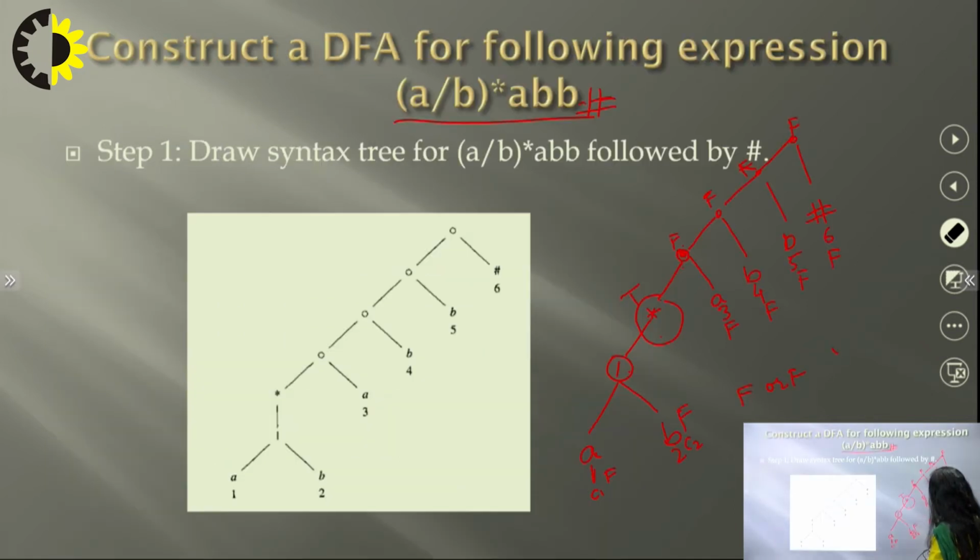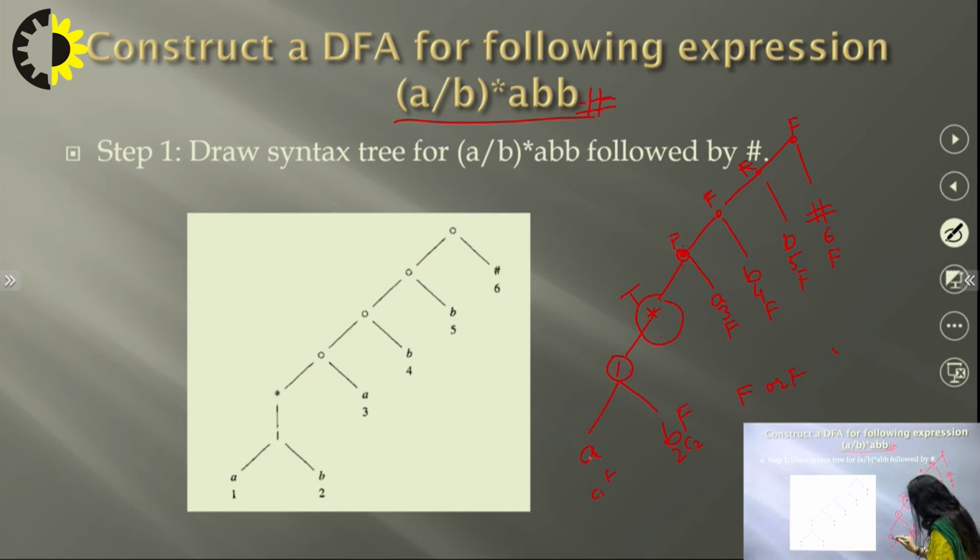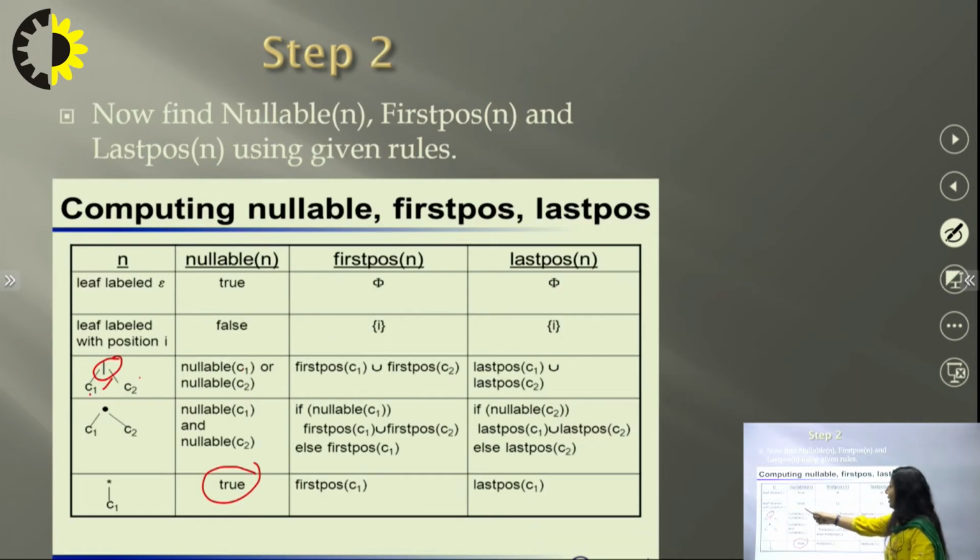Here we can see this A is numbered with 1. So the firstpos of A is 1 by using this rule. The leaf is labeled with position i, and the position of this leaf node A is 1. That's why the firstpos of that node is i.